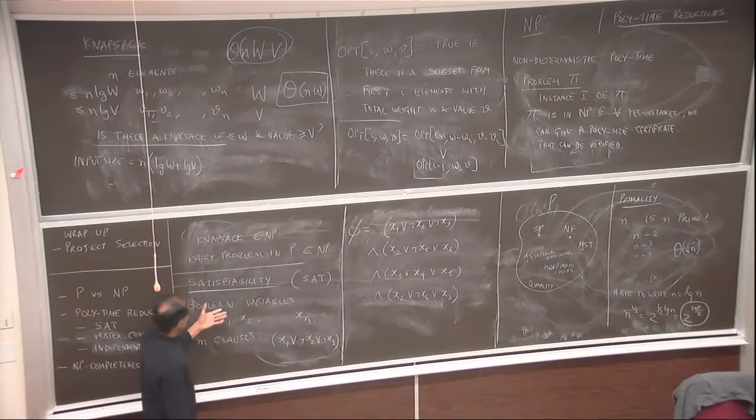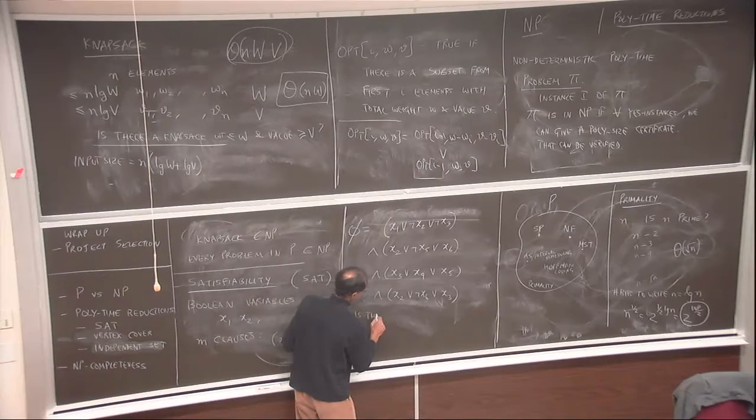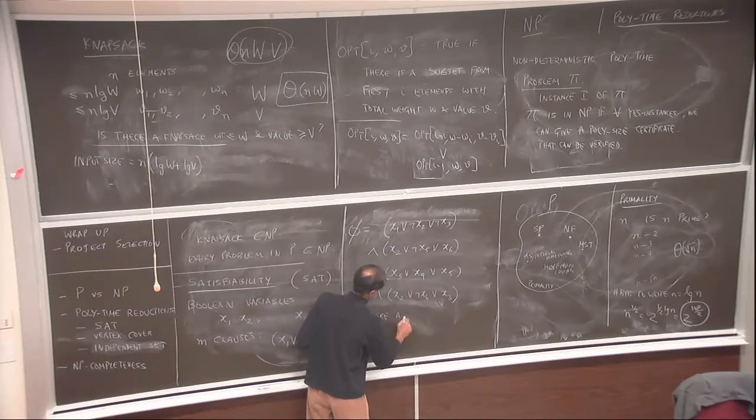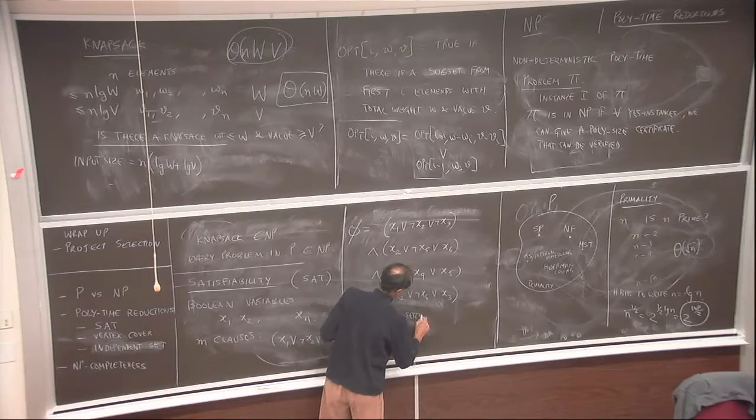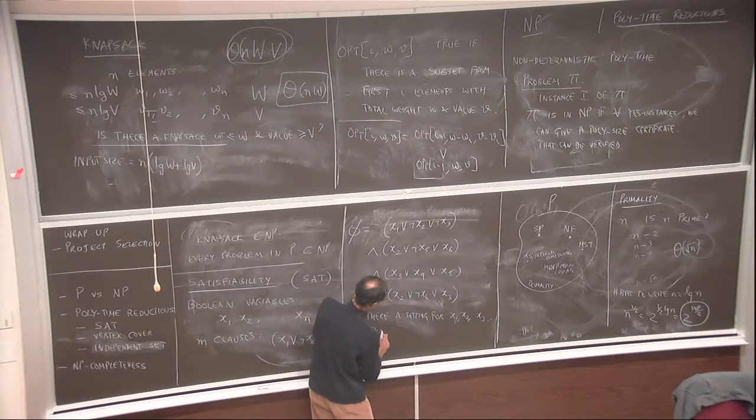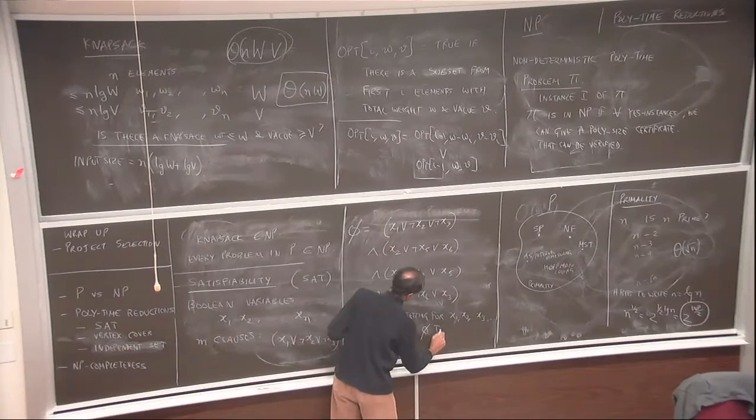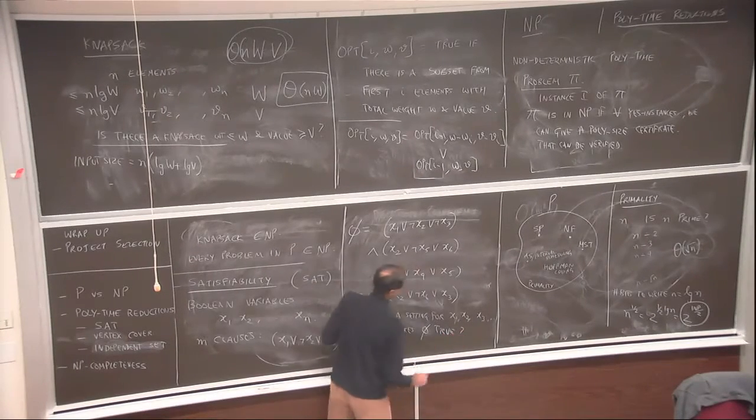And the question, the satisfiability is also a yes-no question. And the question is: is there a setting for x1, x2, x3, dot dot dot, that makes the formula true?